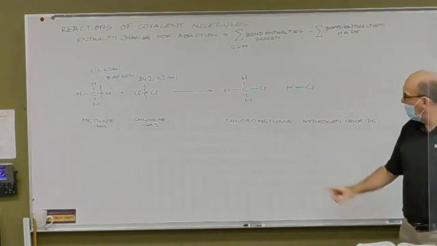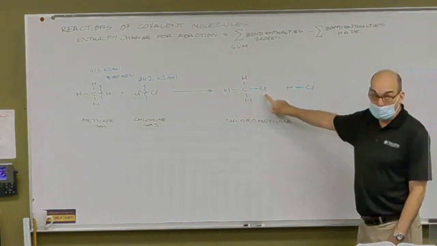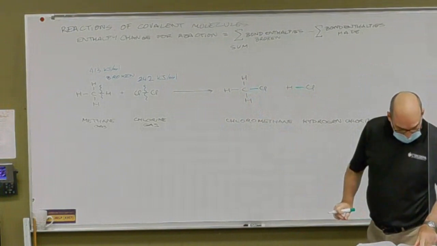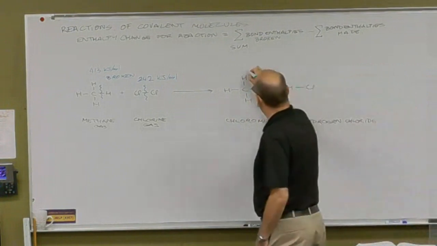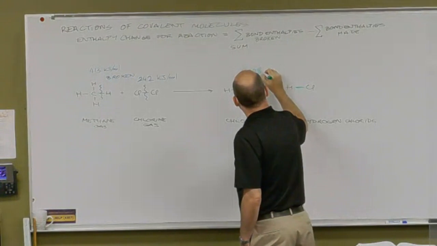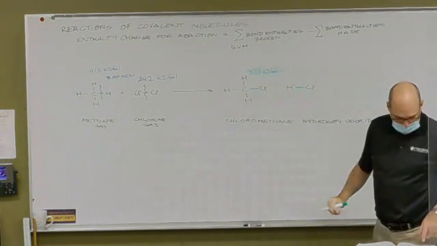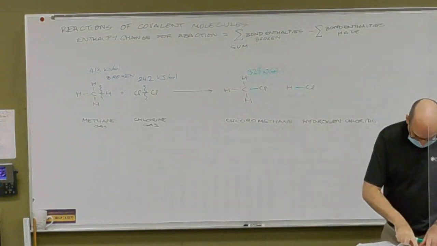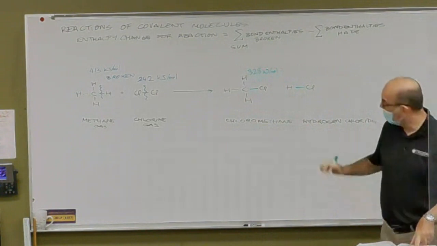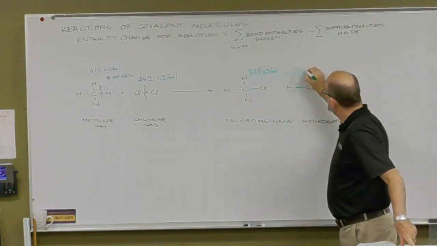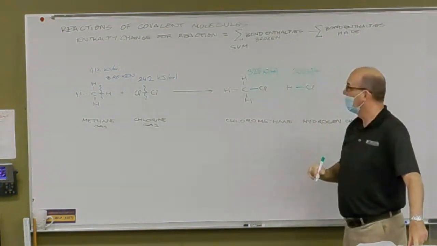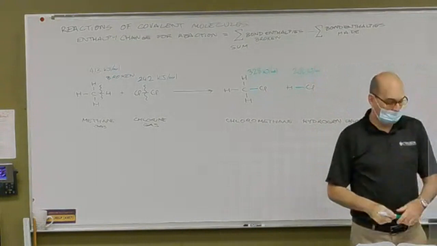I next need to look up a carbon to chlorine bond enthalpy, which is 328 kilojoules per mole, and a hydrogen chlorine bond enthalpy, which is 200 kilojoules per mole. Okay.